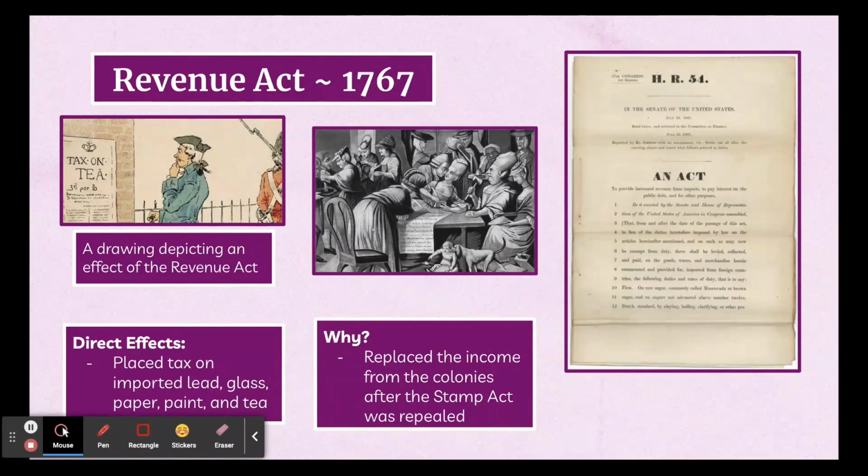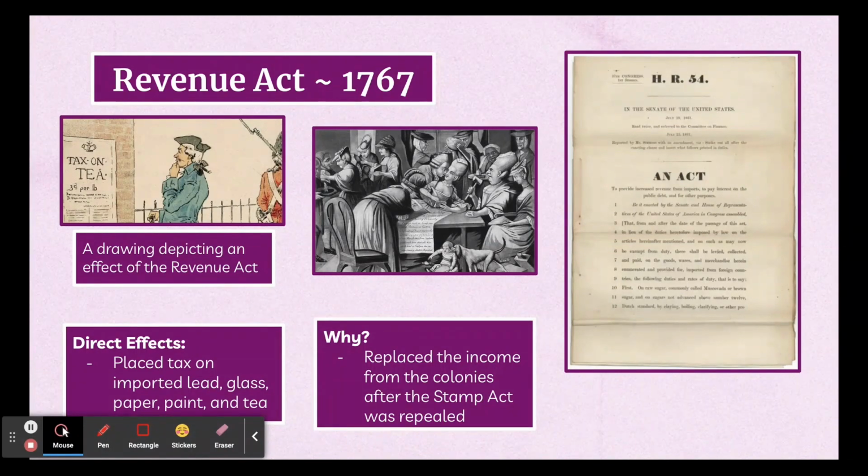And then next, the Revenue Act of 1767 was passed by Parliament to replace income from the colonies lost when the Stamp Act was repealed the year before. It imposed direct revenue duties on imported lead, glass, paper, paint, and tea. It also punished smugglers through writ of assistance, which allowed British soldiers to search colonial homes and businesses without a cause.